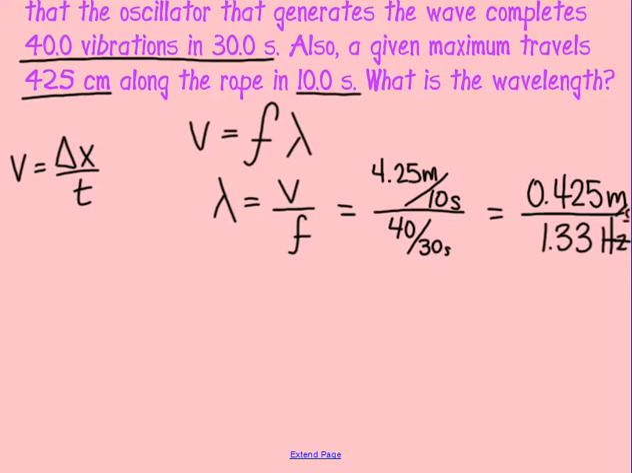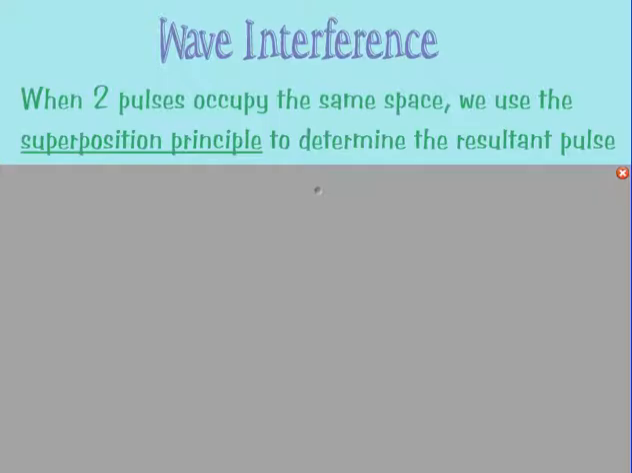When I divide 0.425 meters per second by 1.33 hertz, I get a wavelength of 0.319 meters. Hopefully after these two problems, that equation we learned in class is a little bit more clear to you. The last thing we're going to do in this video is learn a little bit about some properties of waves.